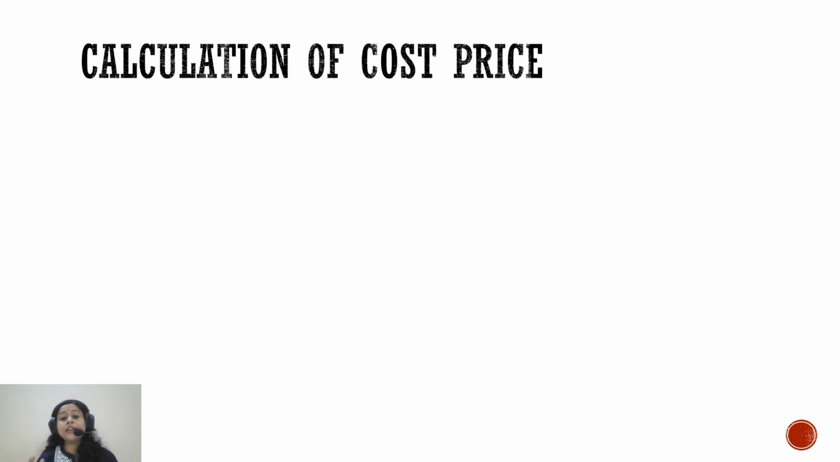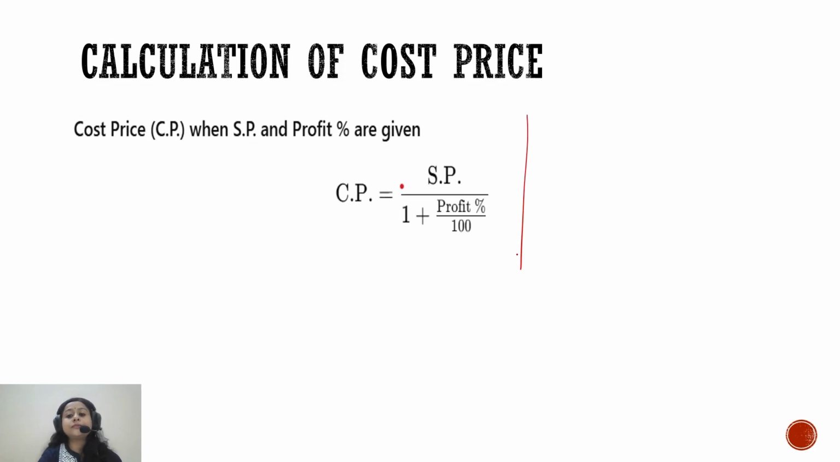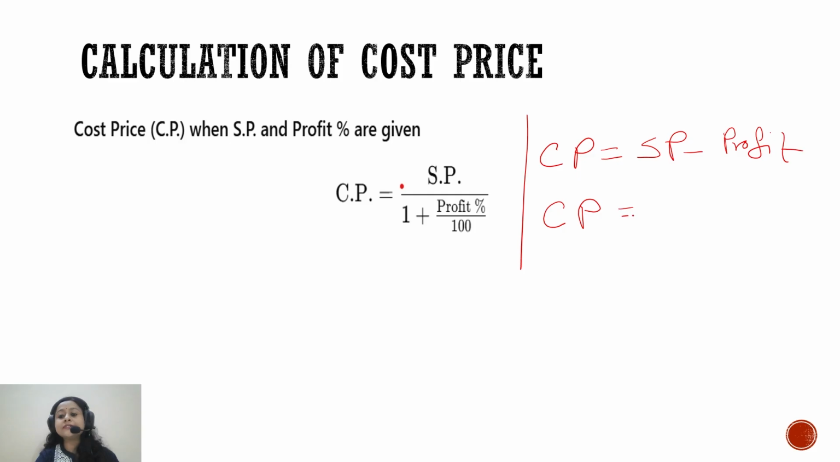Similarly, given the selling price and profit or loss, we can also find the cost price. When it is in absolute terms, cost price is selling price minus profit, and when loss is given, cost price is selling price plus loss. This is in absolute terms.